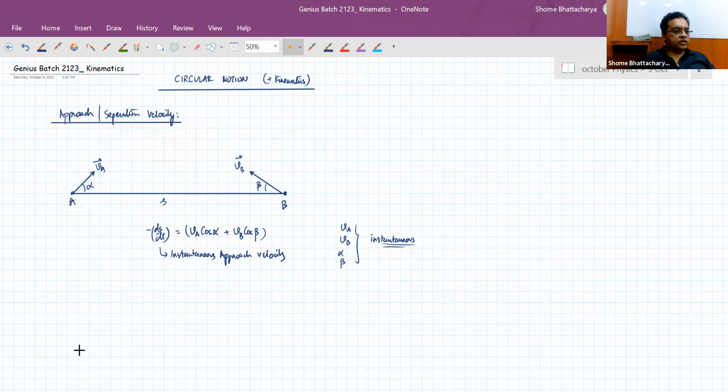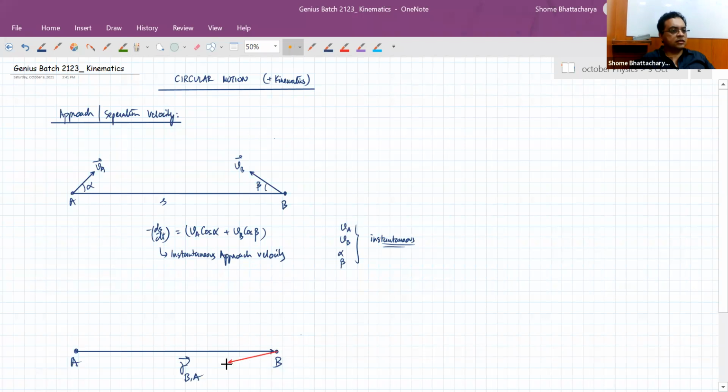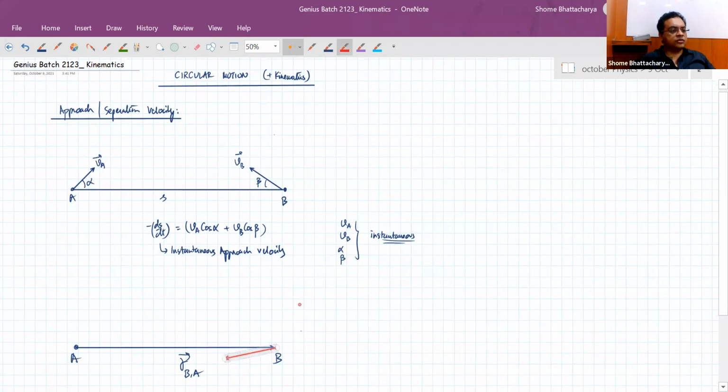Another way of understanding this is to look at the velocity of the object B with respect to A. First of all, the relative position of B with respect to A is this vector that I have drawn. This is the instantaneous position of B with respect to A. Now, if I subtract these two vectors, VB minus VA, you probably get some vector in this sort of direction. So suppose it came out like this. This is the velocity of B with respect to A.